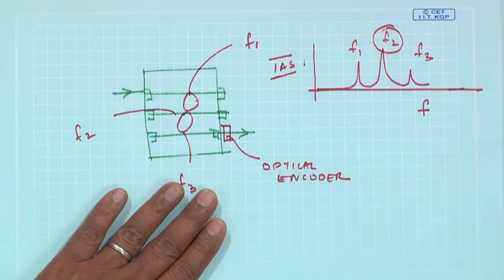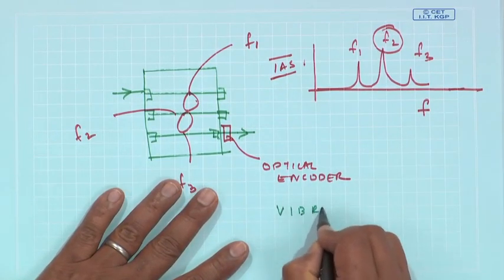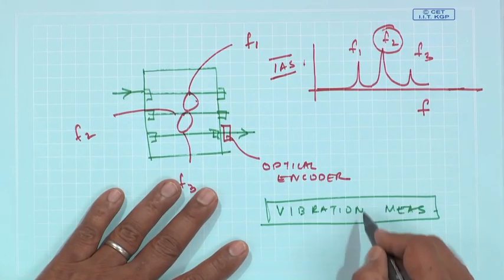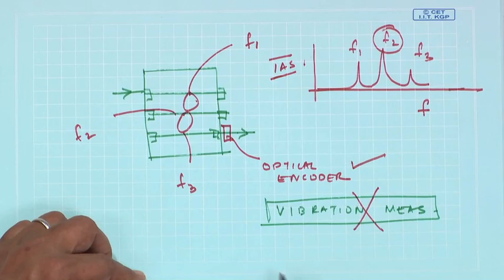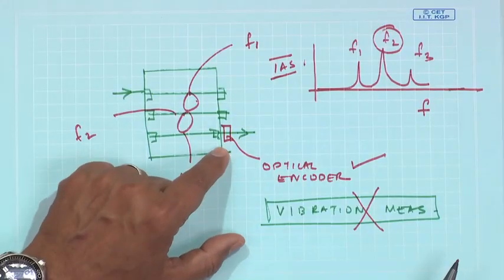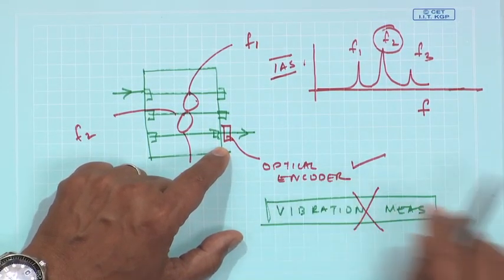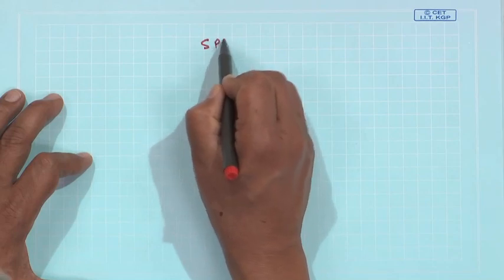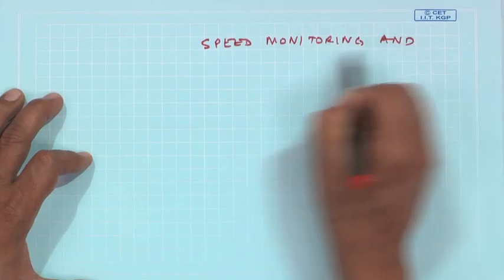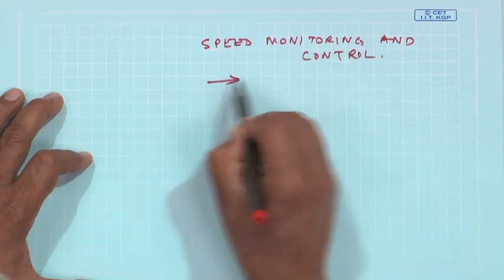You see, in this kind of a study, we never did any vibration measurements. Vibration measurements are not required. Rather, we will just measure an optical encoder. So, you see the convenience of doing CBM through Hilbert transform if I have a pulse train out of an IAS, out of an optical encoder. And today, you see all of these machines, be it a CNC machine, a gearbox, or a precision machine, for speed monitoring and control, they have optical encoders.